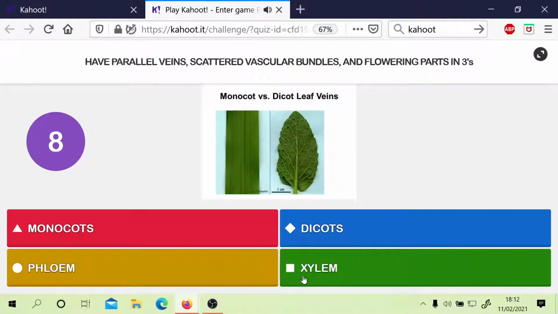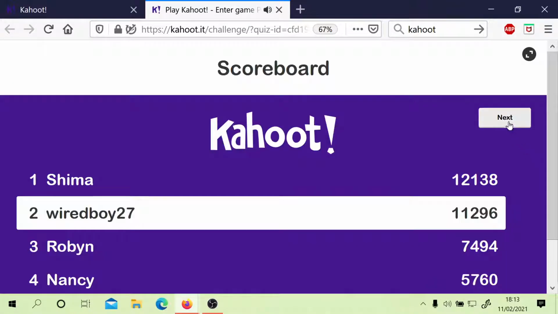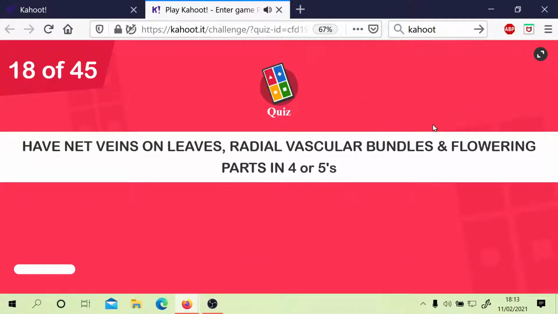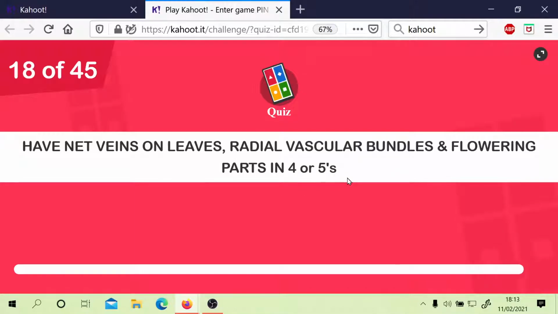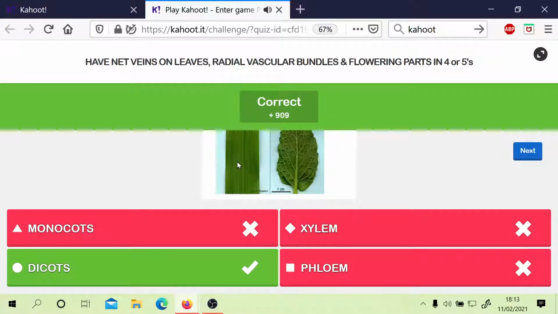This is to do with transport. So I think we're going to be looking at these. We're going to go dicots. Okay. This one will be right. Right, monocot is 3s. Dicots is 4 and 5, right? That's the difference. That's a monocot and that's a dicot. So this is like a palm leaf, right? This is more like a regular leaf you find on a normal tree.